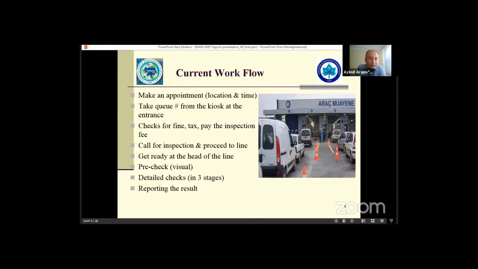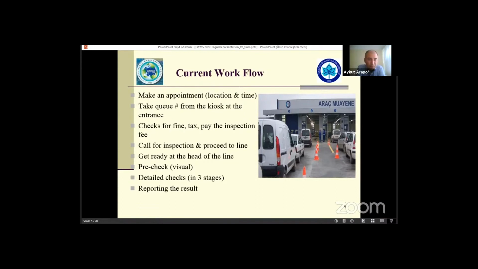Upon entry, you take the queue number from the kiosk at the entrance. When the line is okay, you check for fines. If you have any fines or taxes, you pay them, and you pay the inspection fee. And then you start waiting for calls. The calls are important because they call you by name for inspection when the time comes. And then you proceed to the line designated to you.